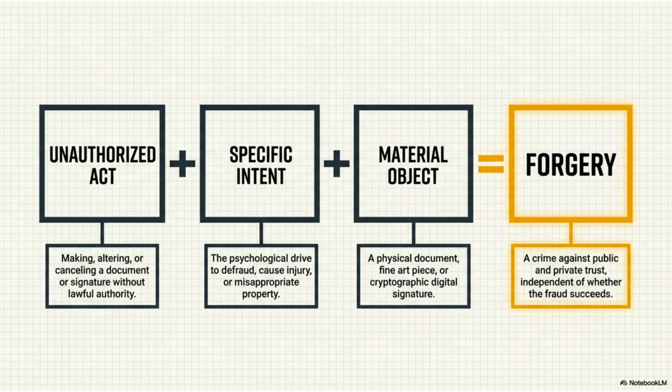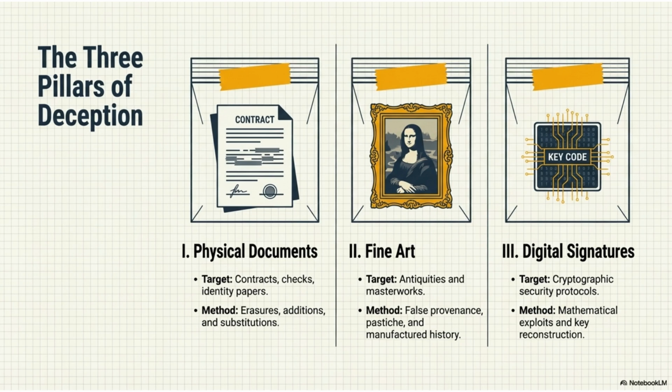Forgery is defined as an unauthorized act, combined with a specific intent to defraud concerning a material object. It is a crime against public and private trust, regardless of whether the fraud is ultimately successful. Forgery revolves around three primary targets, or pillars of deception: physical documents, fine art, and digital signatures. Each target requires different methods of forgery and corresponding detection techniques.